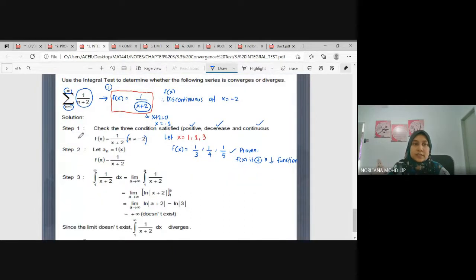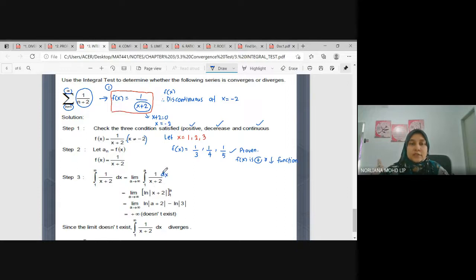Okay, itu sebenarnya dah second step lah. Tadi terbalik kan, 1 and 2. Okay, and then step 3, you have to apply the limit of this function. So limit a approach infinity from 1 to a of this function 1 over x plus 2, ini dx.